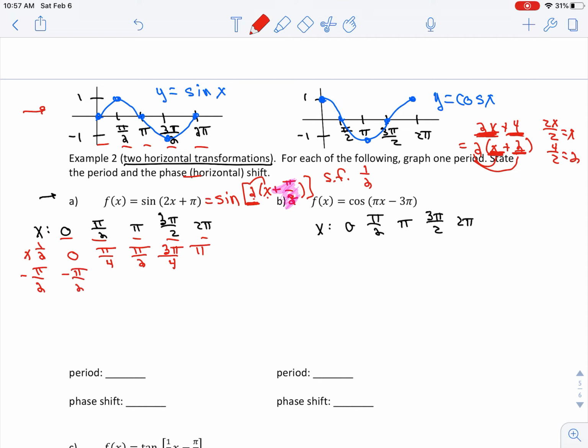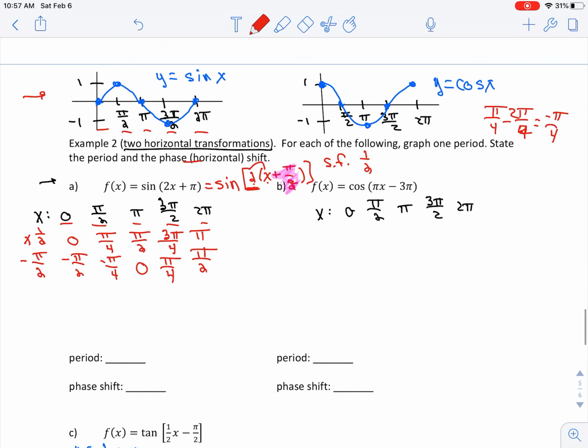Pi over 4 minus pi over 2, so I'll go up here and do that one, but then I'm going to leave the arithmetic for you to do. Of course, you need a common denominator. So if we have pi over 4 minus pi over 2, common denominator is 4, so this becomes 2 pi over 4, so that becomes negative pi over 4. And like I said, for the rest, I'm going to let you do the arithmetic. Pi over 2 minus pi over 2 is 0. 3 pi over 4 minus pi over 2 is pi over 4. And pi minus pi over 2 is pi over 2.